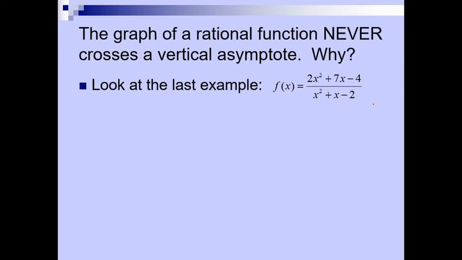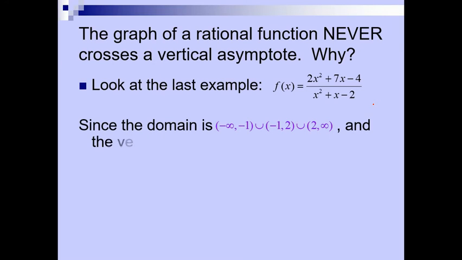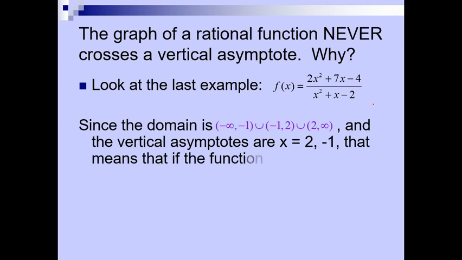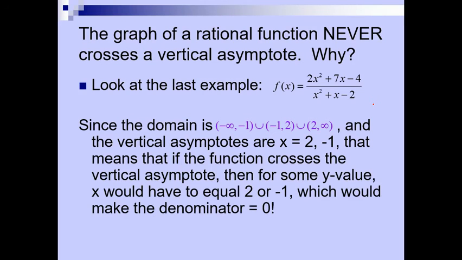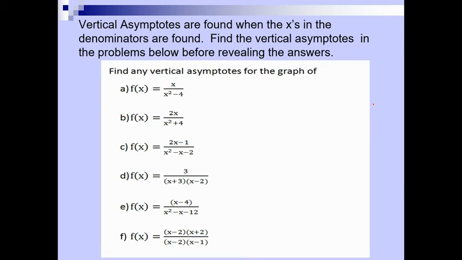The graph of the function never crosses a vertical asymptote. Notice the domain and the vertical asymptotes are x equals 2 and -1. If the function crossed the vertical asymptote, then for some y value, x would have to equal 2 or -1, which would make the denominator 0, which is why that can't happen.